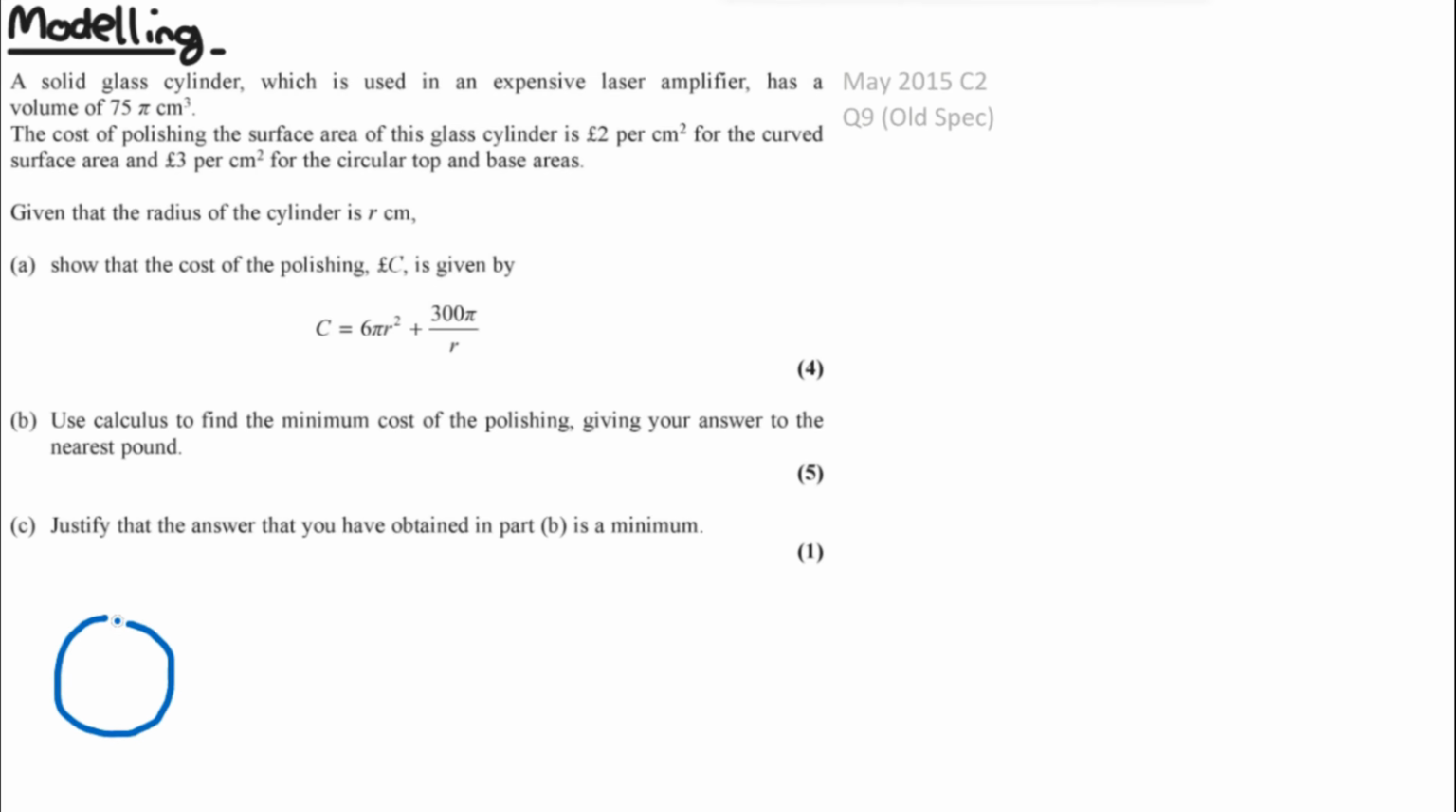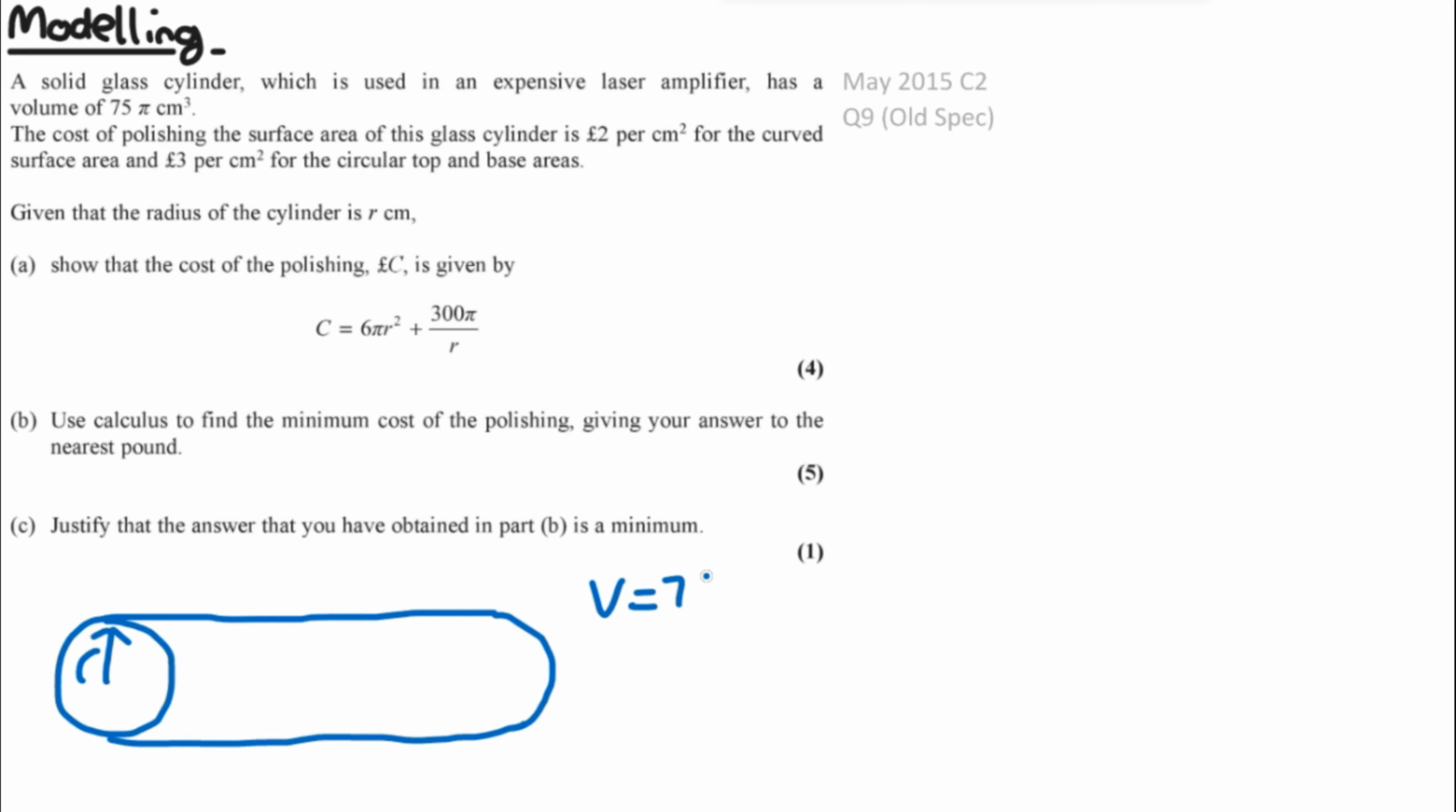So we have a cylinder like this, and we're told the radius of the cylinder is r, and we're told the volume of the cylinder is 75 pi. So the volume of a cylinder, you kind of need to know the volumes of basic shapes. So the volume of a cylinder is pi r squared L. You need to be able to remember this. And we can create an equation here.